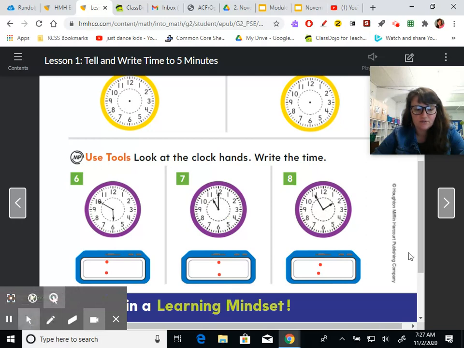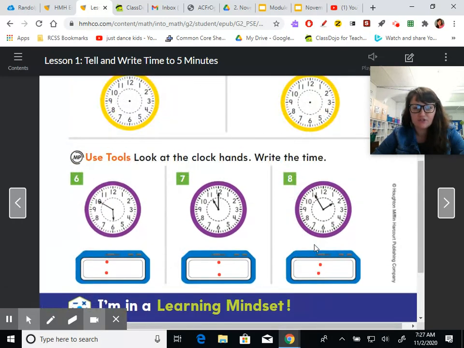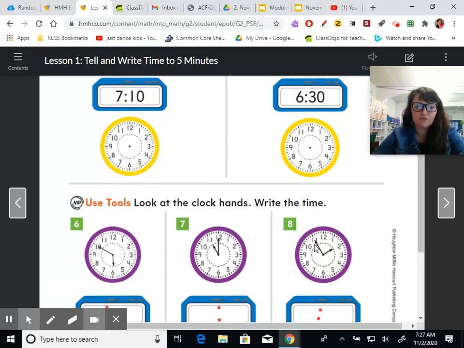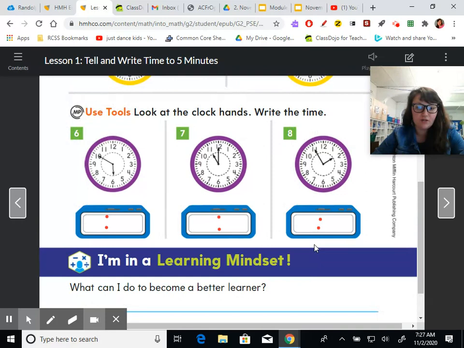All right, last one. You ready? What can I do to become a better learner? That's just a little reflection question. I'd recommend doing it. It's pretty simple. You just reflect on what you can do to become a better learner.